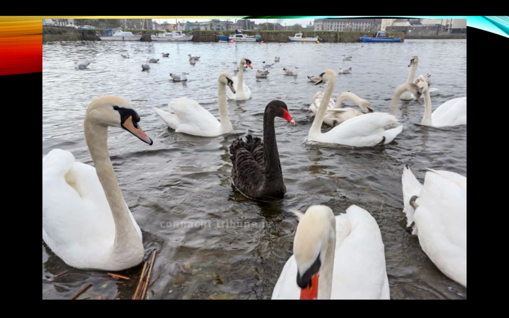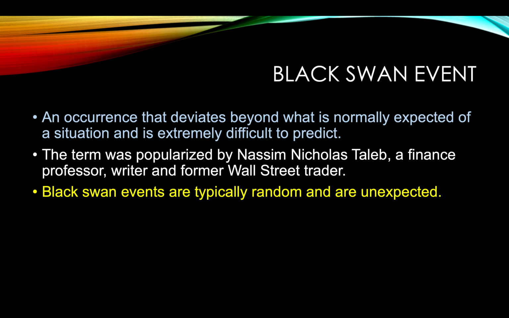Nobody ever saw a black swan until Europeans went to Australia. Of course, the native Australians knew what black swans were. And what is it? It's an occurrence that deviates beyond what is normally expected and is extremely difficult to predict. This term was popularized by a book written by Nassim Nicholas Taleb. He's a finance professor and former Wall Street trader. Basically, black swan events are random and unexpected.